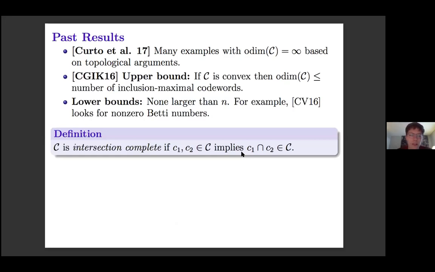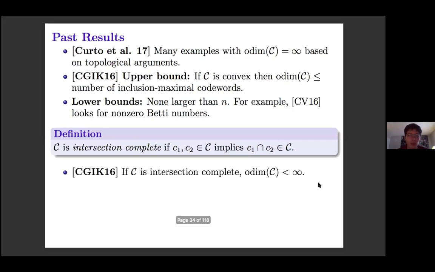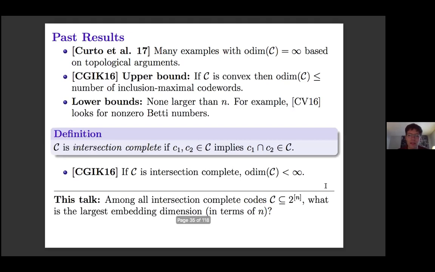One particularly interesting family of codes is those that are intersection complete, which just means the intersection of 2 codewords is always going to be in my code. For these, we get some pretty nice behavior. One thing is that I can always find a realization. This is a result from 2016. In this talk, that's the class of codes we're going to focus on: ones where we know we can find a realization, but we don't know exactly what the worst case for open embedding dimension could be. So broadly, the question in this talk is: among all these intersection complete codes on n neurons, how large can my open embedding dimension actually get?